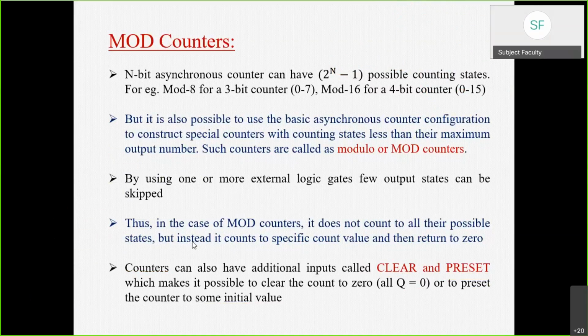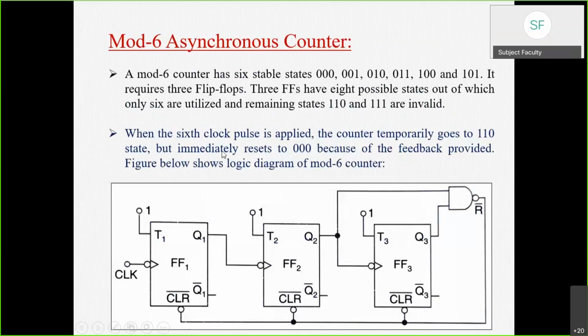So now we will start with our first type of mod counter that we are going to discuss, that is the mod 6 counter. From the name itself, you can clearly state how many counts are possible here, or how many counts this asynchronous counter will count. So the answer is 6.